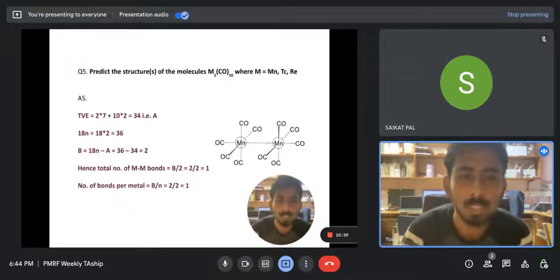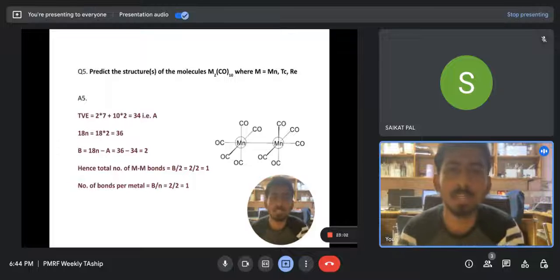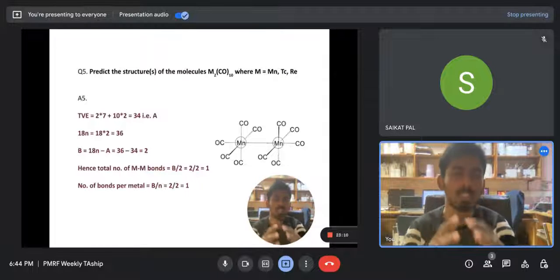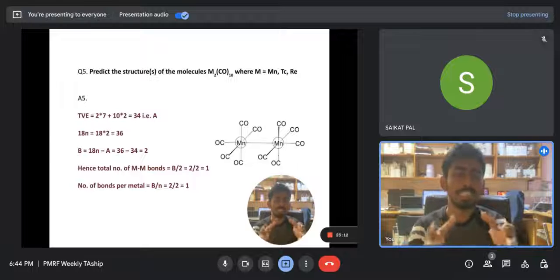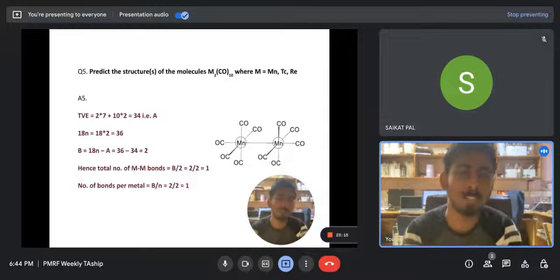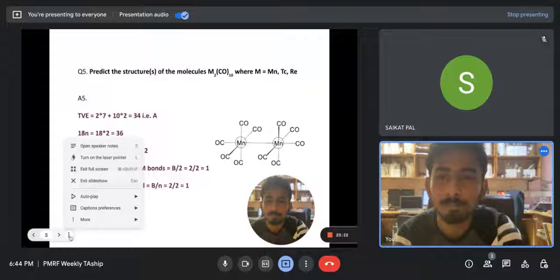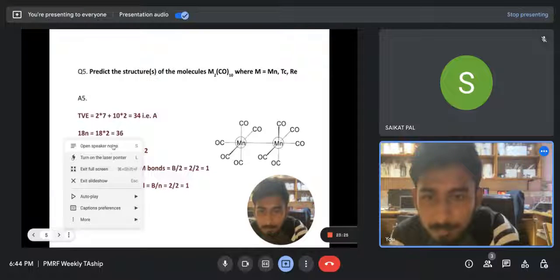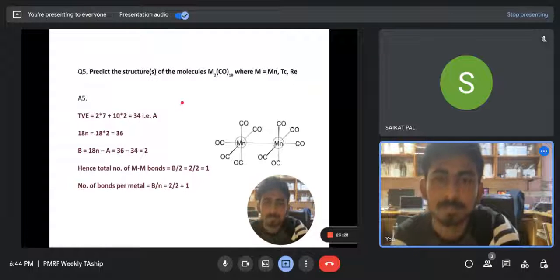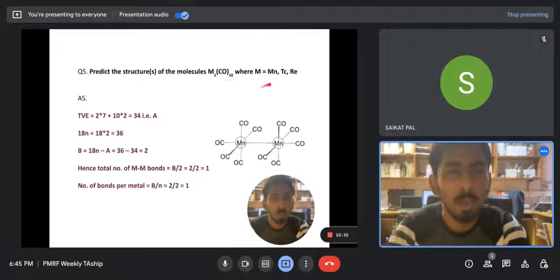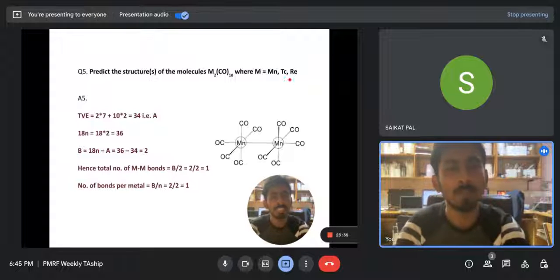So this is the next question, where the prediction of the structure will be there of the molecules M2CO10, where M is manganese, technetium or rhenium. These are actually d block elements from the late transition metals. It is the manganese, technetium, rhenium group. Here we have to predict the structure in this case, that is M2CO10, where M is manganese, technetium or rhenium.